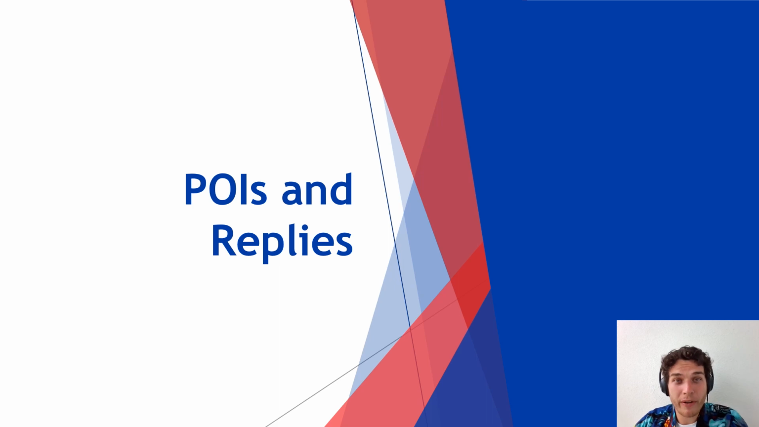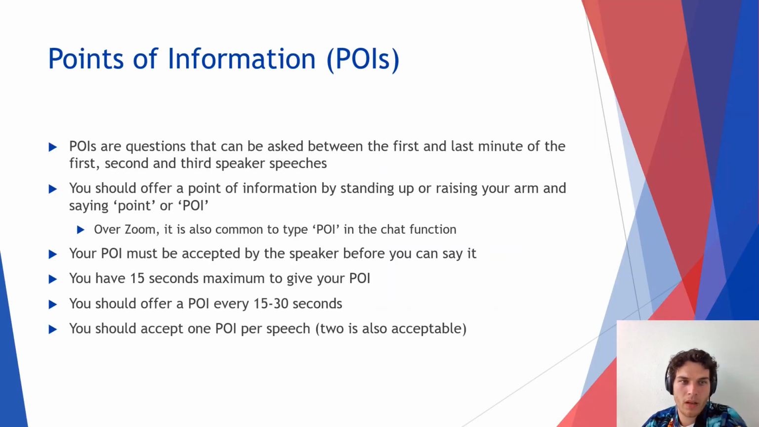I'm now going to briefly introduce you to the concept of points of information and replies. So points of information are questions that can be asked between the first and last minute of the first, second, and third speaker speeches. So for the first minute of a speech, you can't ask a POI, and for the last minute of a speech, you can't ask a POI. But between those two times, you can ask POIs.